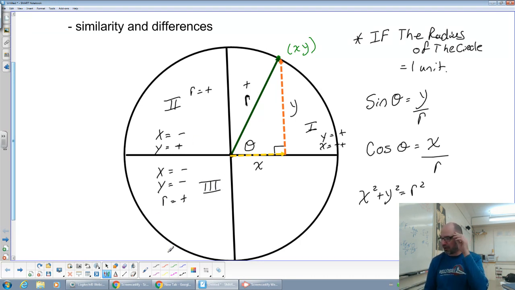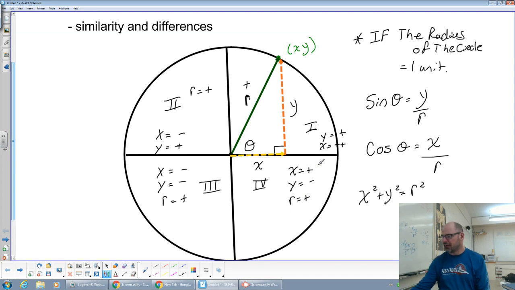And if we're going to talk about what they might be in radians and degrees as well, if we look at our fourth quadrant, x is positive, again, it's going forward. Y is negative because it's going down, and r is positive, as it always is.